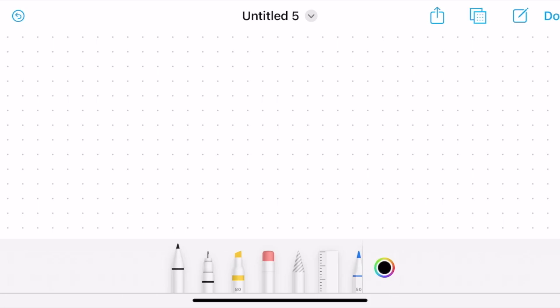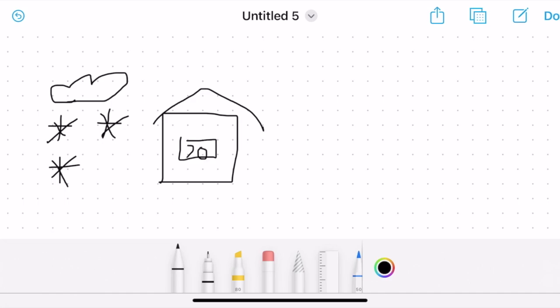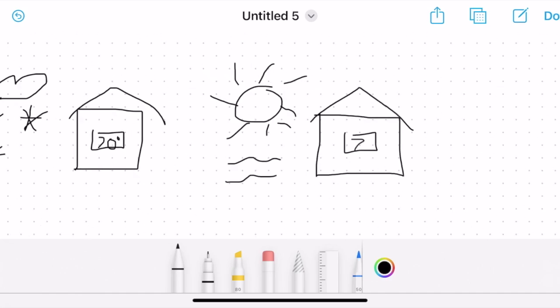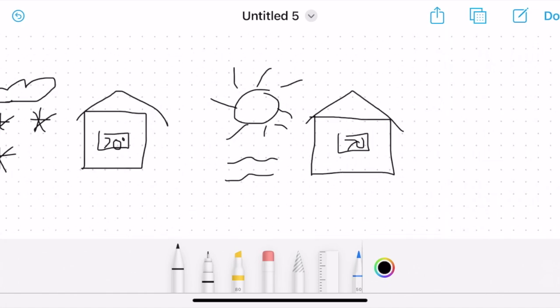Let's start by defining homeostasis. Homeostasis is the body's ability to maintain a stable environment despite external changes. We can compare this to a thermostat in a house, ensuring that the temperature stays constant regardless of the weather outside.